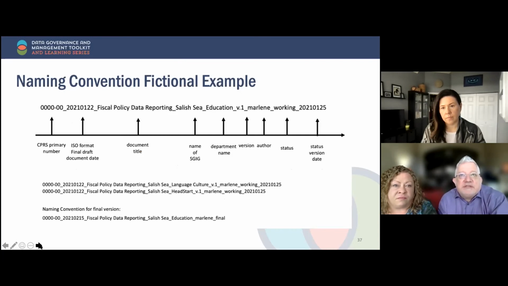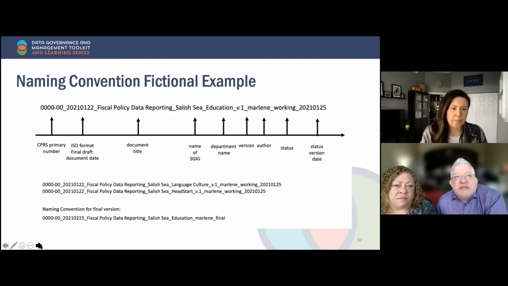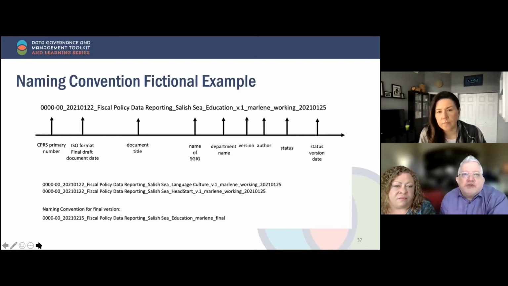This is a fictional example of a naming convention for an SGIG for a data reporting record. The example on the top of the slide has 9 elements. This gives the seeker many choices to use to search. Seeker can search by CPRS primary number or by date, by title of the document, search by SGIG name or department name, search by version, search by author, or finally search by status or status version date.